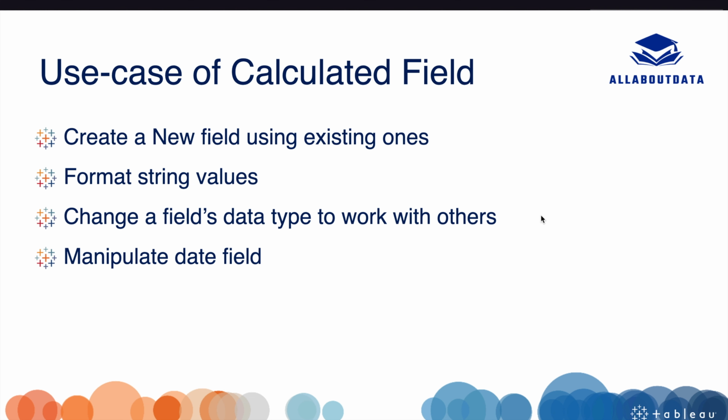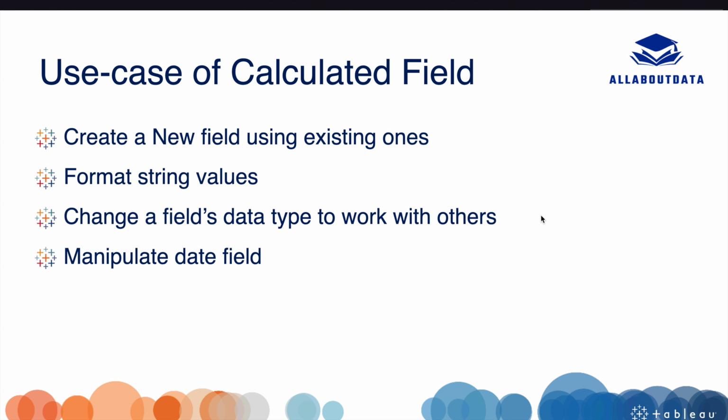First one is create a new field using existing ones. Let's take an example. Suppose you have first name and last name, and you want a field with the first name and last name, you can say full name. So what you can do is create a calculated field so that you can combine first name and last name to make full name.